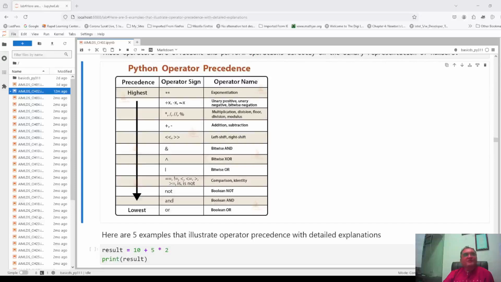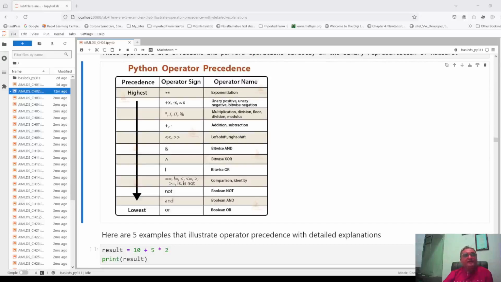Operator precedence means sometimes you will have to make a choice whether the plus operator, that is the addition operator, will be applied first, or whether exponentiation, that is the double asterisk, which raises a number to another number, will be applied first. So this table explains the operator precedence.